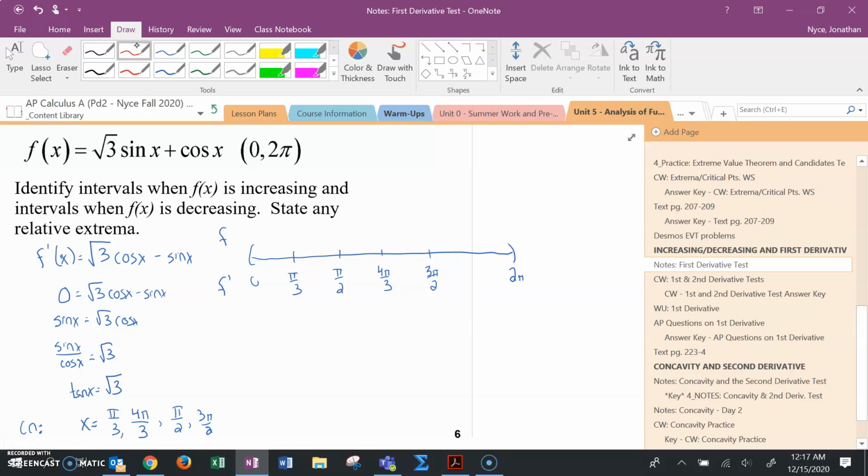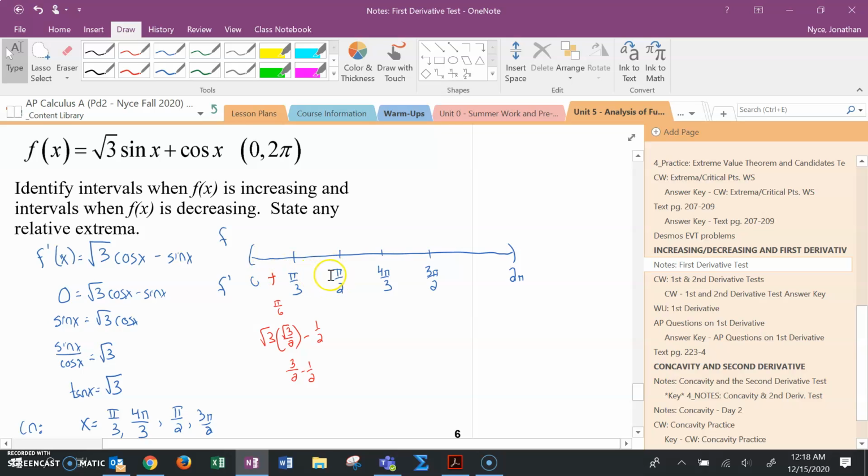This becomes a little bit messy. The better you are with picking the values, the easier it becomes to evaluate the derivative. If we pick, for example, pi over 6, which is in between 0 and pi over 3, then we have root 3 times the cosine of pi over 6. The cosine of pi over 6 is root 3 over 2, minus the sine of pi over 6 is 1/2. So we have 3/2 minus 1/2, which is a positive 1. So our derivative is positive in that interval.